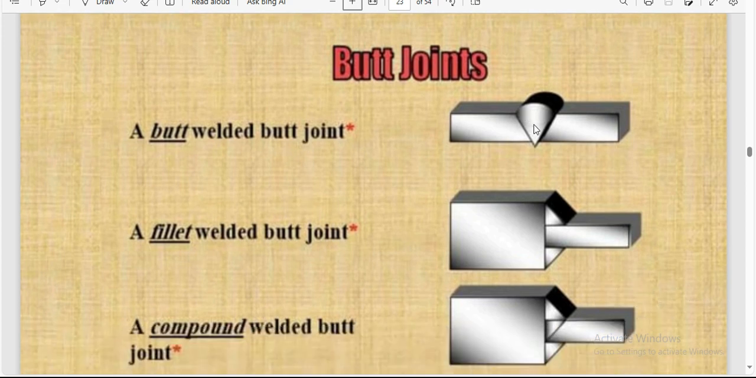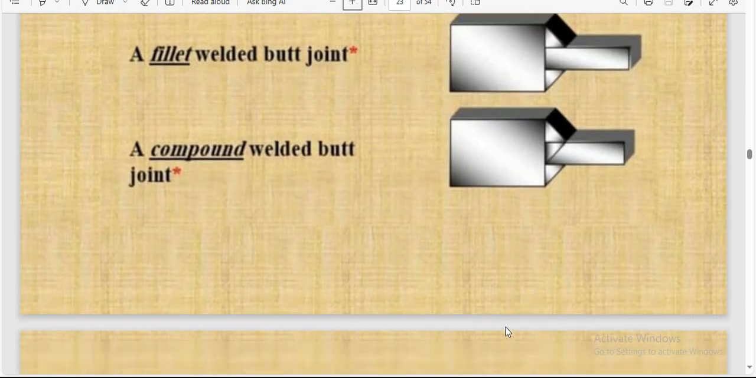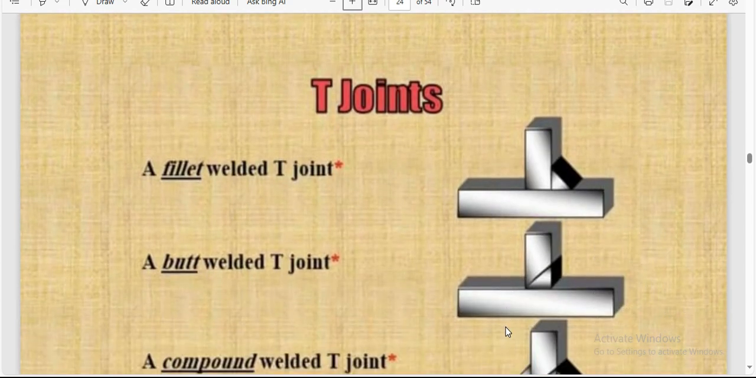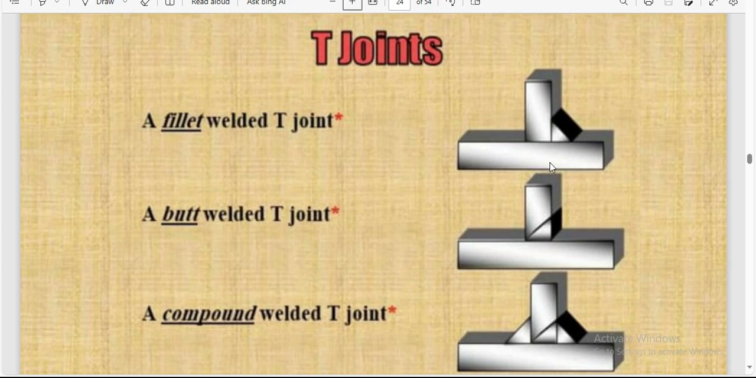This one is a butt joint, single V. Fillet welded butt joint is in the form of a fillet. Compound welded butt joints: compound means like this one, making a compound. T joint means the shape of the product is T. In these areas, we can weld in the form of a fillet, in the form of a butt joint, in the form of a compound.